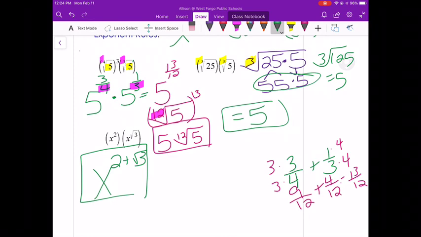So in number 1, we had bases that are the same. The 5s were the same. In number 2, we had the roots were the same, so we could combine the roots. And in number 3, the bases were the same, so we added the exponents.